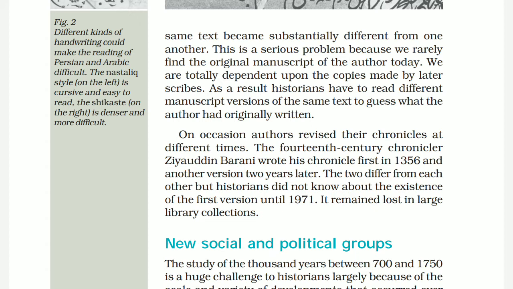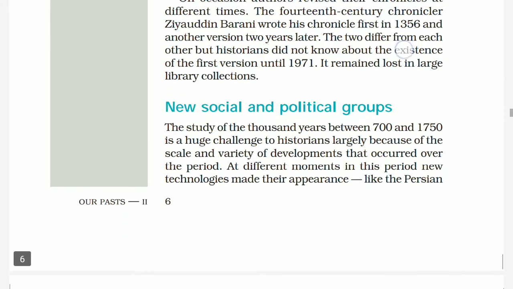On occasion, authors revised their chronicles at different times. The 14th century chronicler Ziauddin Barani wrote his chronicle first in 1356 and another version two years later. The two differ from each other, but historians did not know about the existence of the first version until 1971. It remained lost in large library collections.